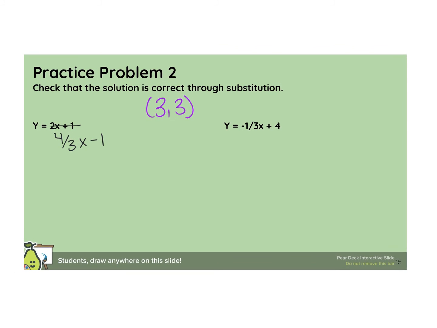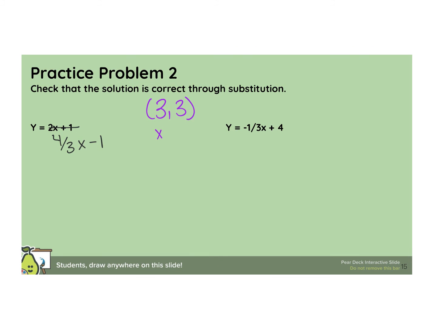So for this first equation, x and y are both 3. So instead of y, I put a 3. Then I have 4/3. I plug my x in parentheses, and since I'm multiplying by a fraction, I'm going to write x as a fraction. Then I have this -1. So what is 4/3 times 3? Well, the 3's divide out to 1. So it's just 4 minus 1, which is 3. So the first equation checks.